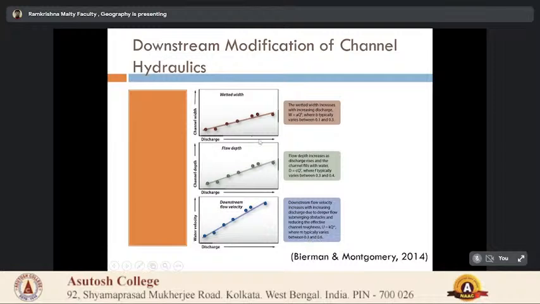If discharge increases downstream, channel width increases. We know this. The channel becomes wider if we move from source to mouth. Channel depth also increases. Flow depth also increases as we move from source to mouth. As the discharge increases, channel depth also increases.